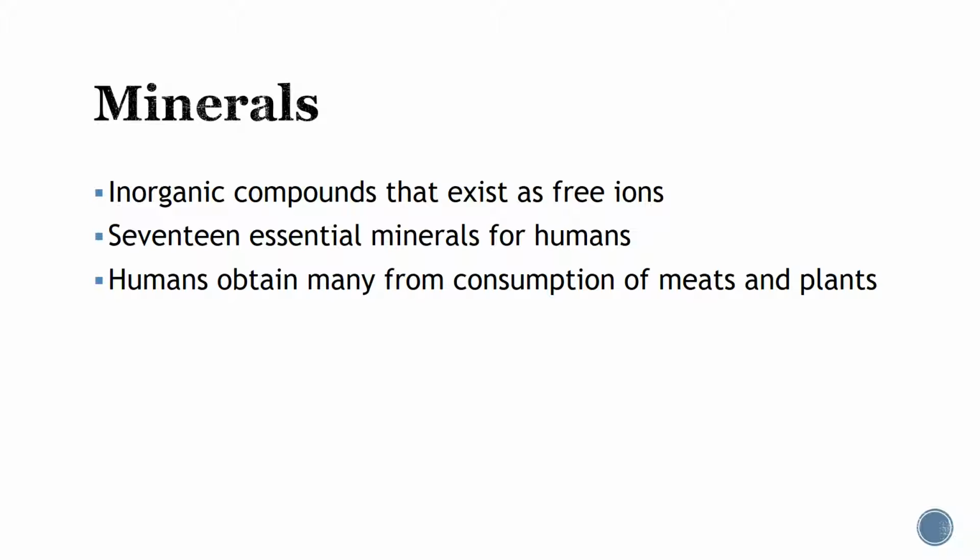Organic, and they're free of ions. So what does that mean? That means that there are 17 essential minerals for humans, but because they're free of ions, the consumption of them is going to be way different than vitamins that we've talked about. So they're obtained from meats and plants, okay, not just from plants.